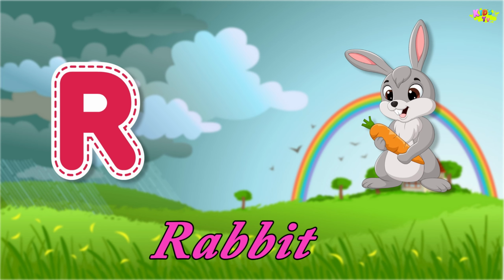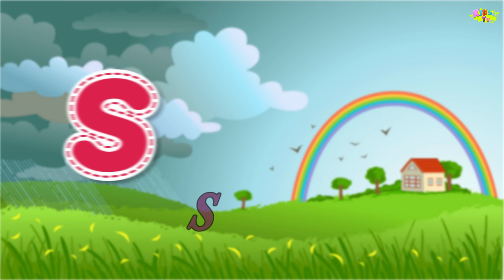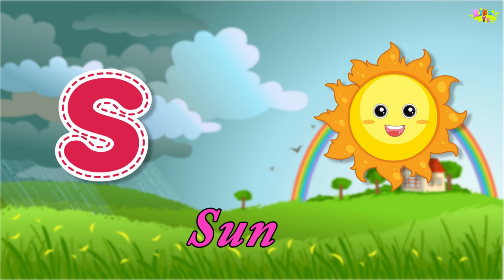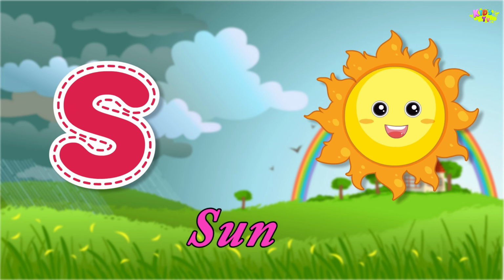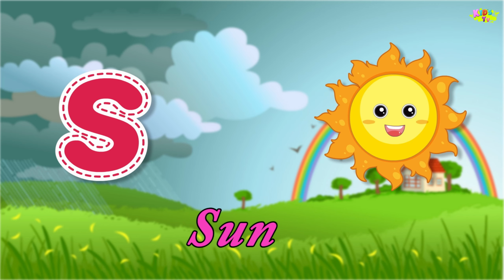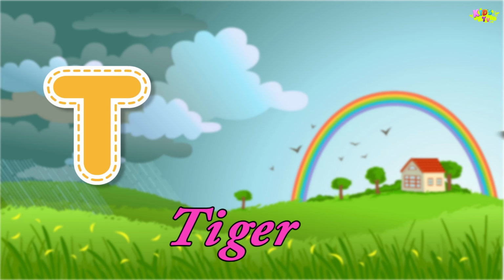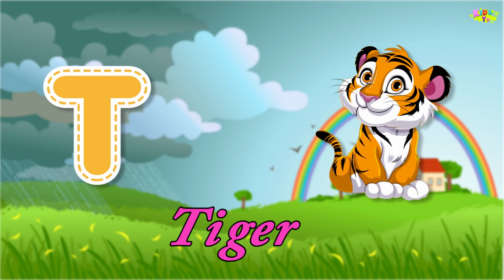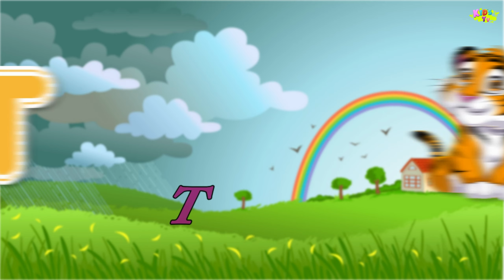R is for rabbit. Ra, ra, rabbit. R, rabbit. S is for sun. Sa, sa, sun. S, sun. T is for tiger. Ta, ta, tiger. T, tiger.